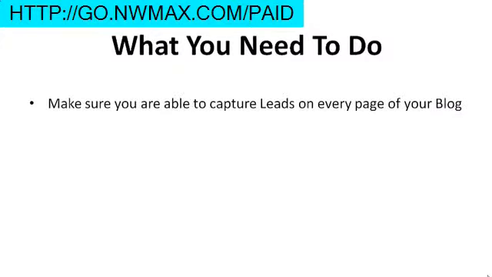The first thing is to make sure that you're able to capture leads on every page of your blog, no matter where someone arrives. If it's through an article that they found through Google, they come, they read that article, there's an opportunity, at least one, for them to opt in, click on something, provide them with a lead magnet that gets them into your list.